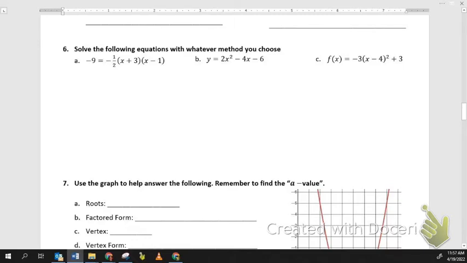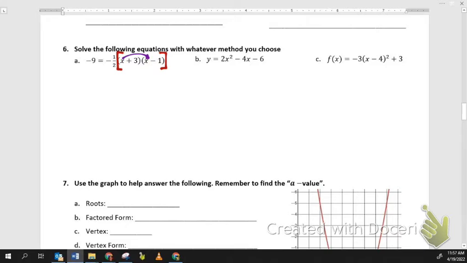Okay. It says solve the following equations with whatever method you choose. In order to solve, no matter what method I choose, it has to be equal to 0. So on this first one, the only way I can get this equal to 0 is if I distribute everything over on the right-hand side, and then I add 9. So first we're going to double distribute the binomials, and only after we have double distributed will we distribute that negative 1/2.